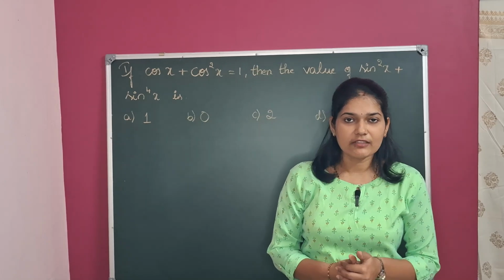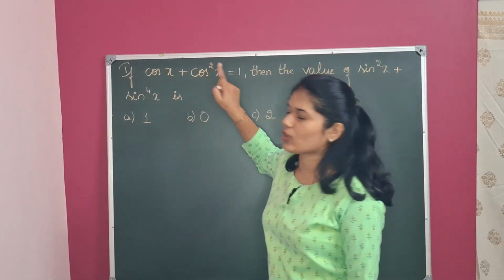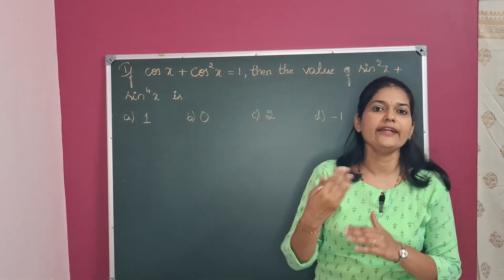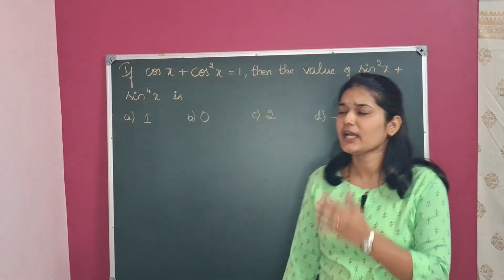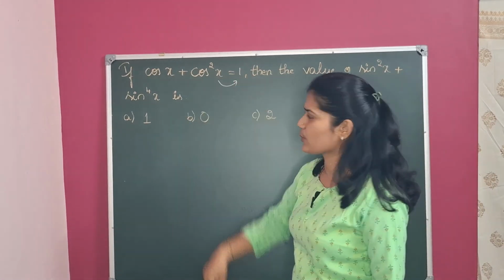In this problem, they have given the value of cos x plus cos square x which is equal to 1. And we have to find the value of sin square x plus sin power 4x. Now, let us shift this cos square x.